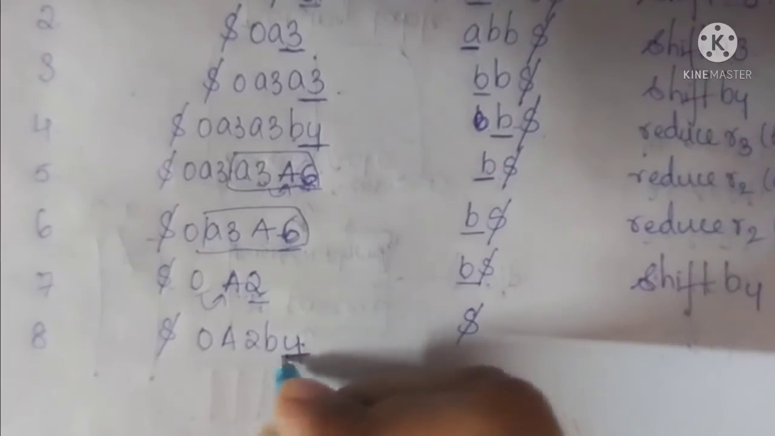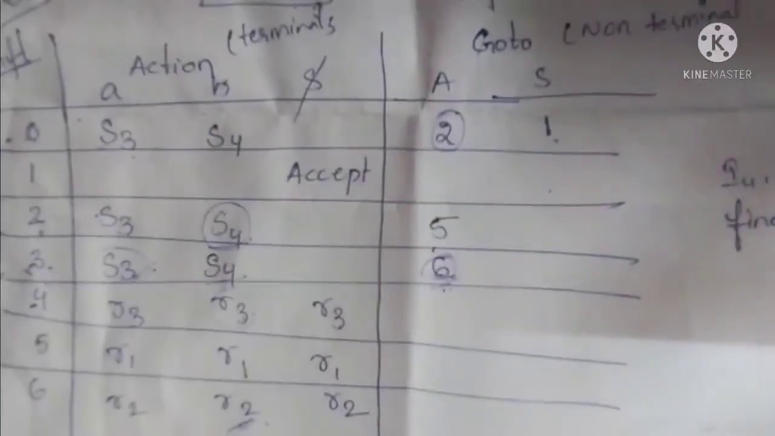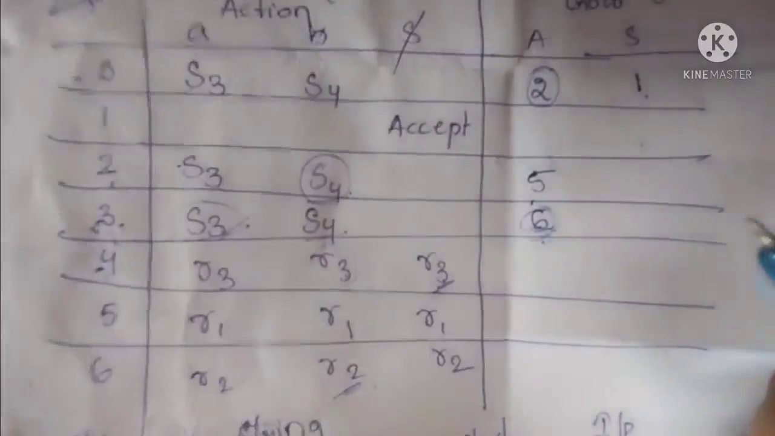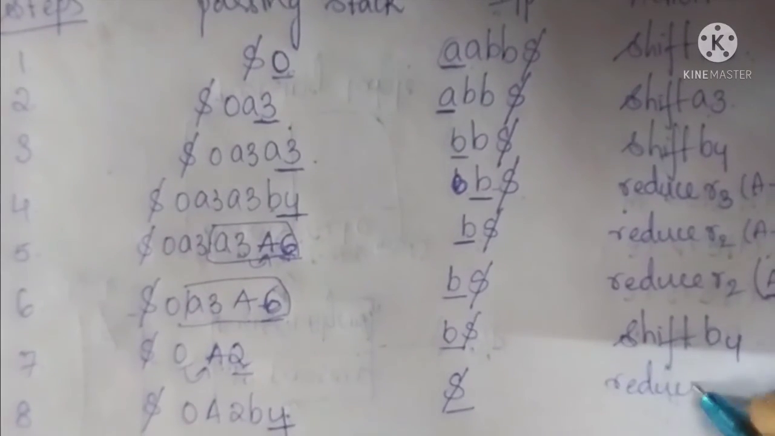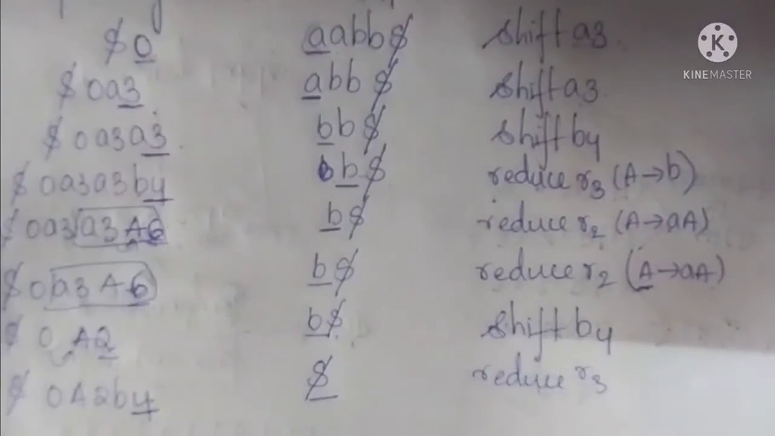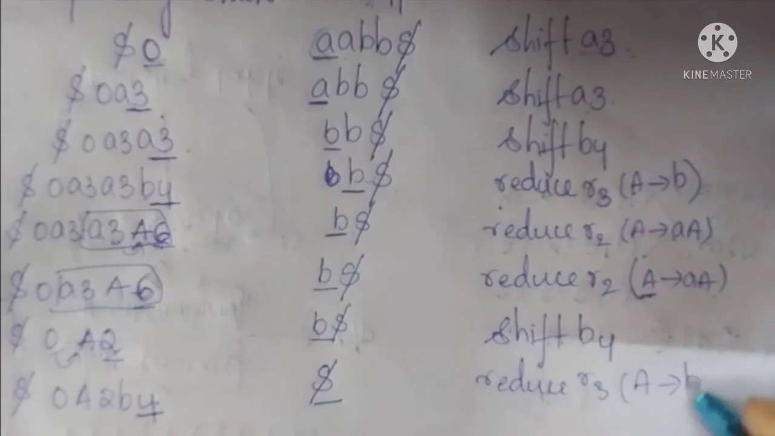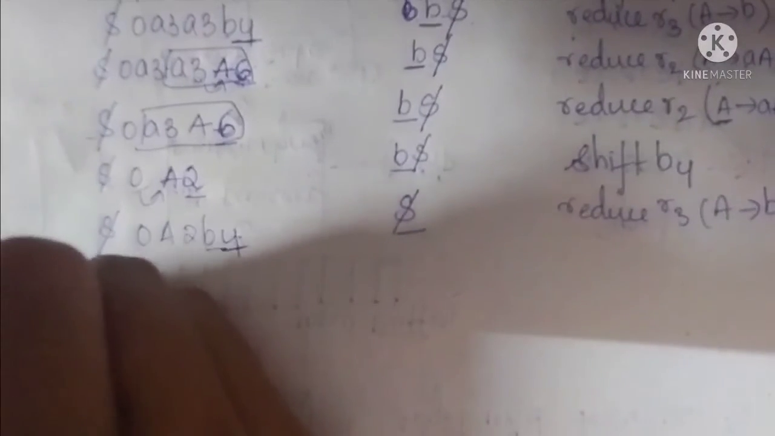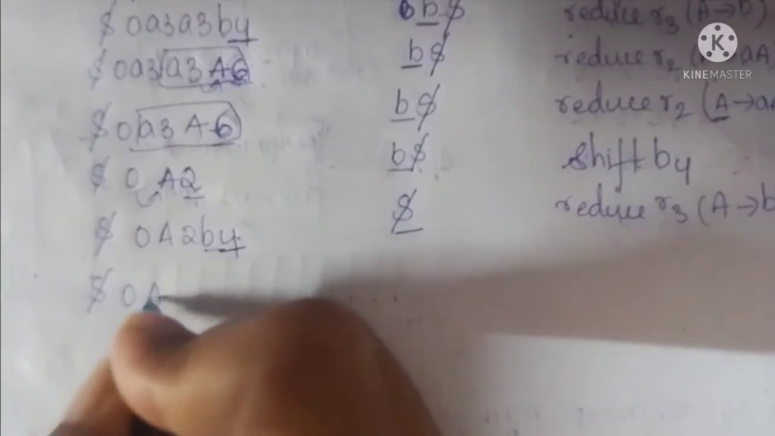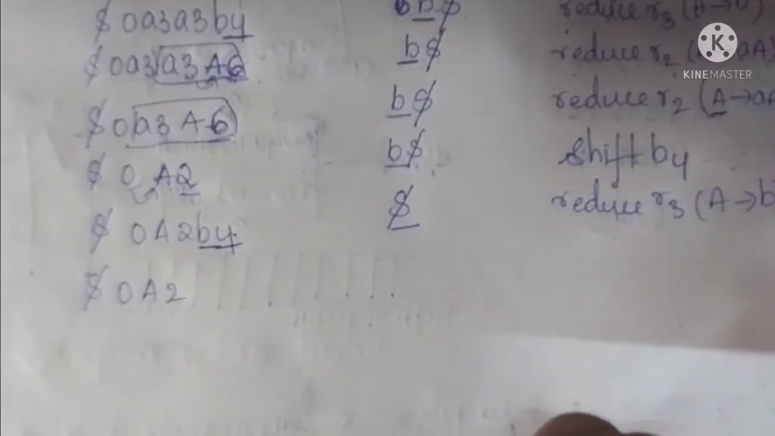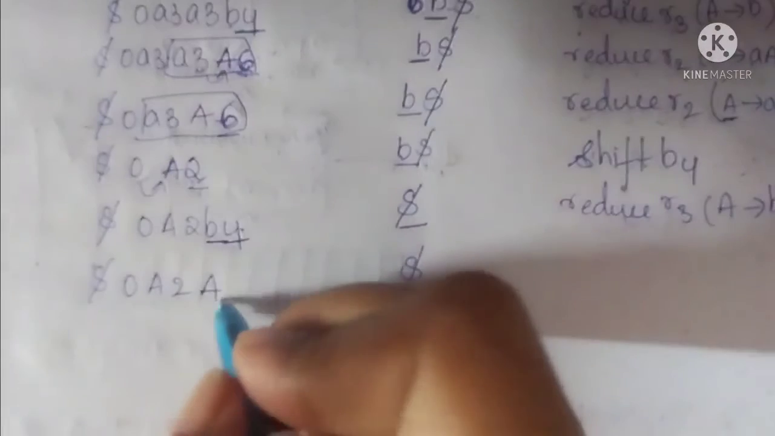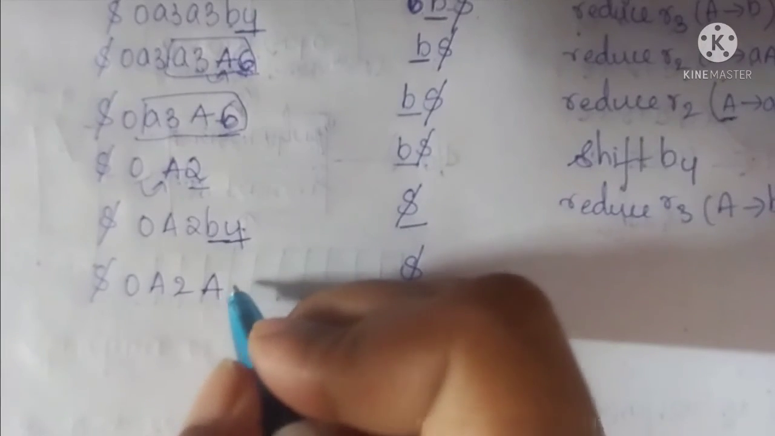So I4 to dollar, check. I4 to dollar, where it is going: R3, means reduce R3. What is the operation of R3? A tends to b. In place of small b you have to write the capital A. So in the 9th step: $0 A to, in place of small b I am writing capital A, dollar. Okay, so now next we don't have any symbols here, we don't have any states here.